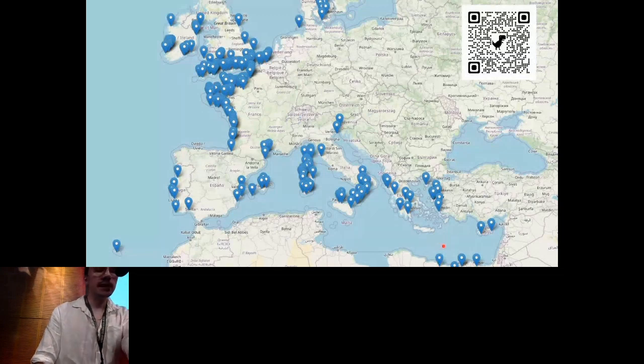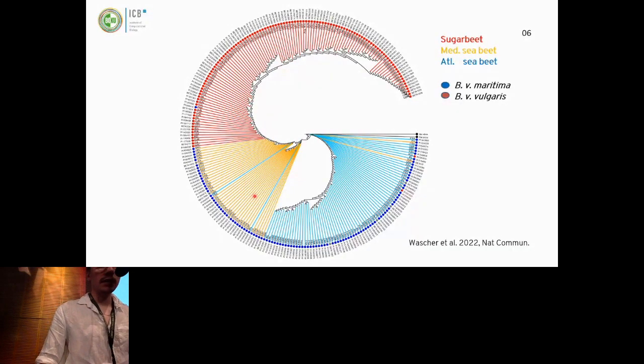The first thing you can see here in red are the branches that are sugar beet accessions. In green or yellow, you can see the Mediterranean sea beet accessions, and in blue, you can see the Atlantic sea beet accessions. And the branches here represent basically the original species annotation in the public seed banks.